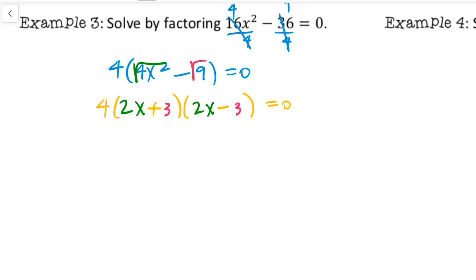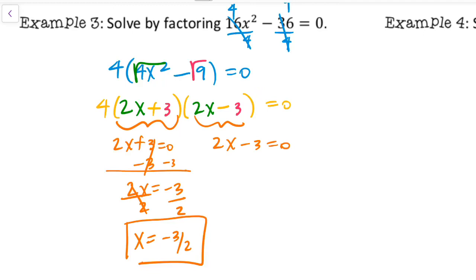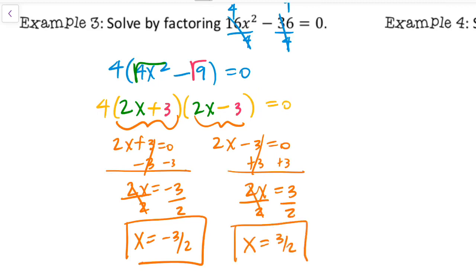But now we're asked to solve. So we set our first set of parentheses equal to 0, and our second set of parentheses equal to 0. So solving our first set of parentheses, we subtract 3, 2x equals negative 3, and we divide by 2. Just leave it as an improper fraction, totally fine. Negative 3 halves. And then our other one, we add 3. 2x equals positive 3. Dividing by 2, x is a positive 3 halves.